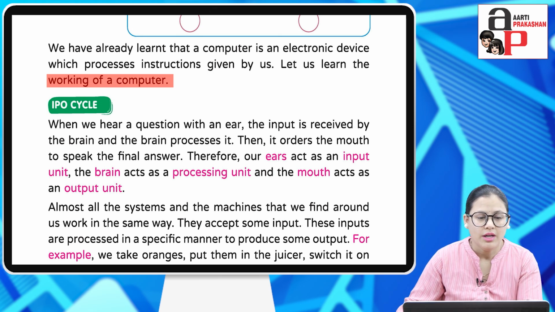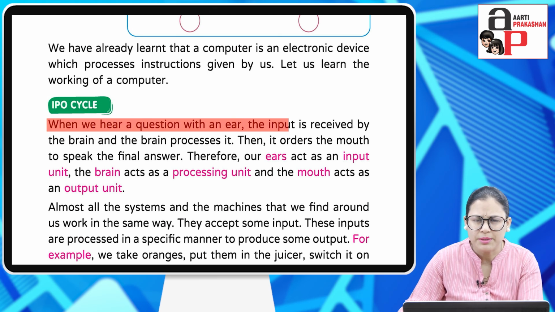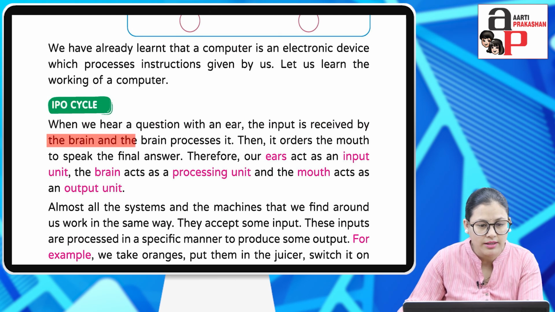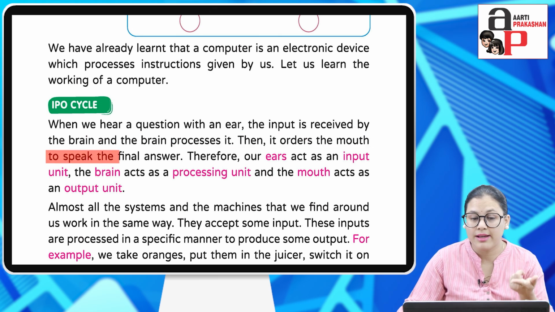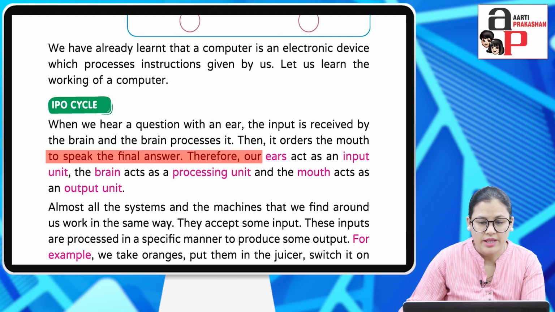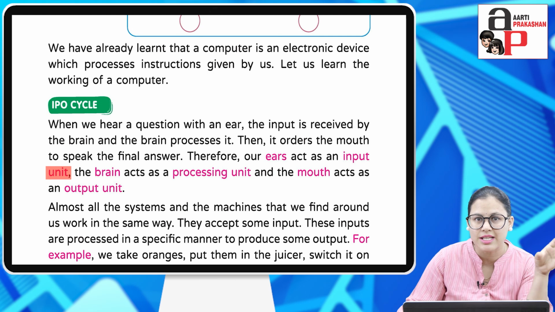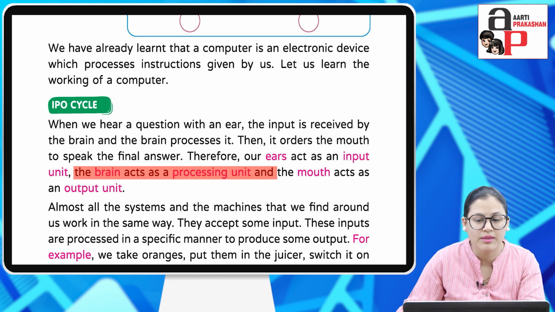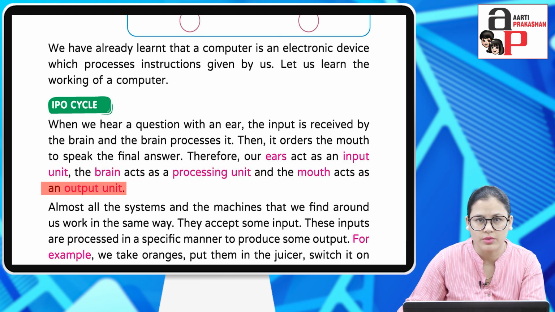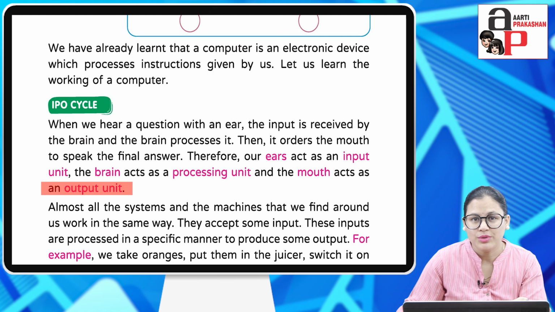Okay. First, IPO cycle. When we hear a question with an ear, the input is received by the brain and the brain processes it. Then it orders the mouth to speak the final answer. Therefore, our ears act as an input device, because our ear takes in sound. The brain acts as a processing unit and the mouth acts as an output device, because we are speaking through our mouth.